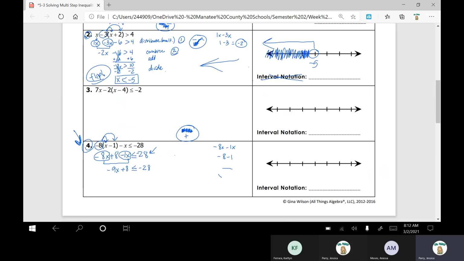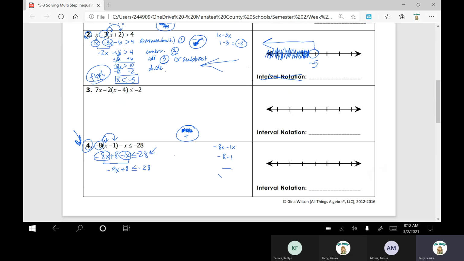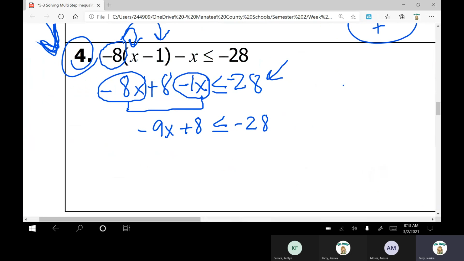It's either adding or subtracting. For number 2, we added. So you could say for that third step, it can be add or subtract. Our goal is we want to get rid of the number that says plus a number or minus a number. And for number 4, we're going to next get rid of the plus 8 right here. We need to get rid of that.